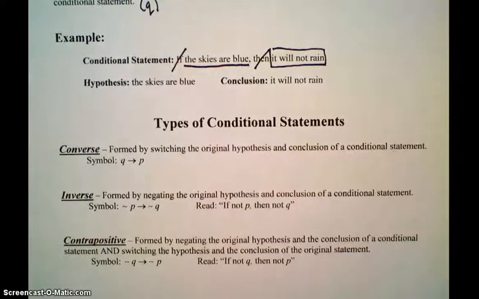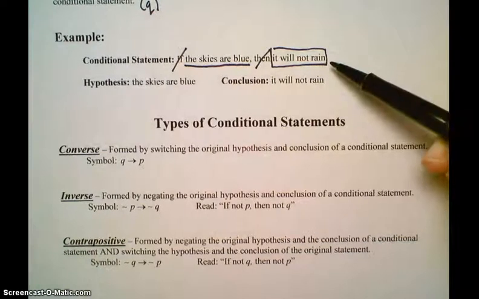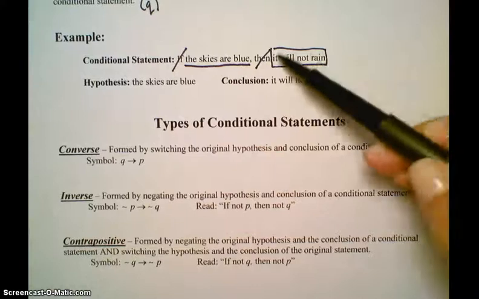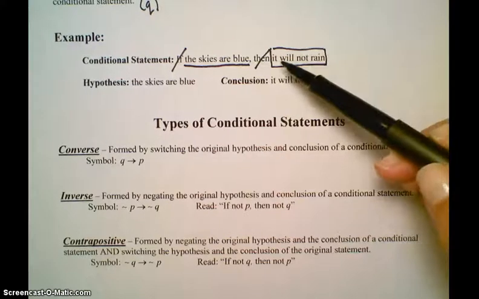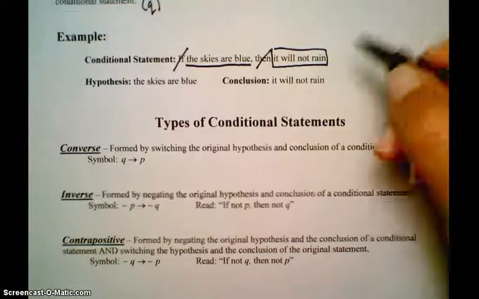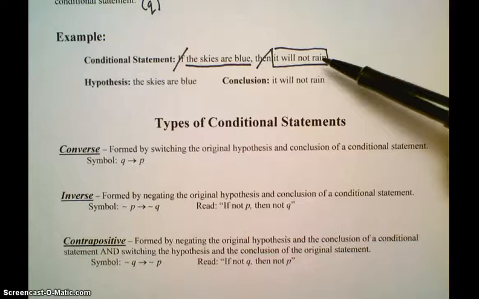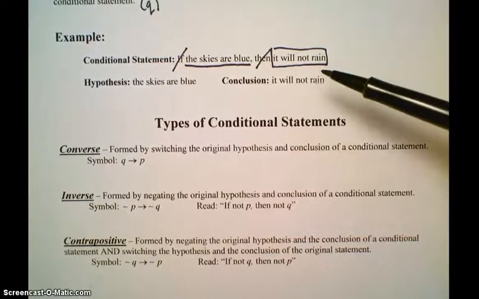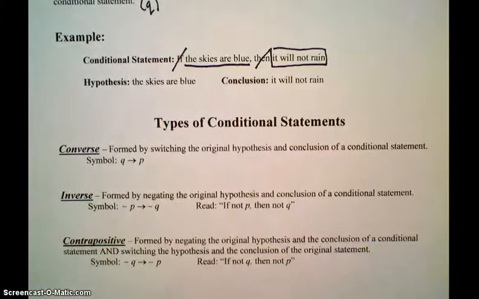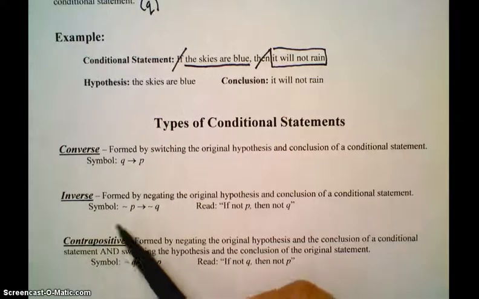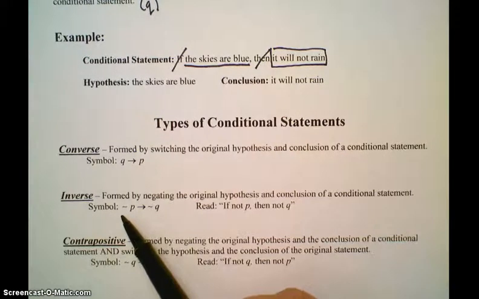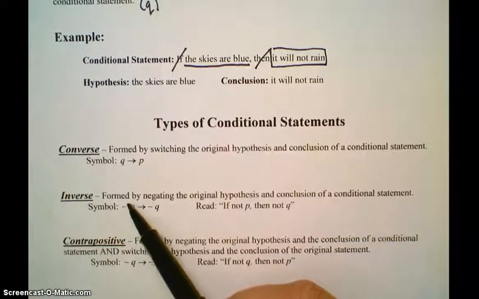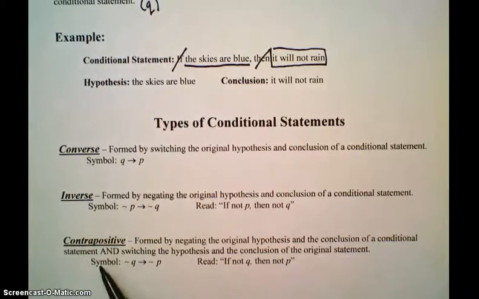If we look back up here at this example, that means when we negate this conclusion, it will become, it will rain. Okay, so be careful. If the not's already there, negating it will actually make it positive. And then the last one is a contrapositive. Notice the symbol also for not. It's like a little tilde. So keep that in mind.